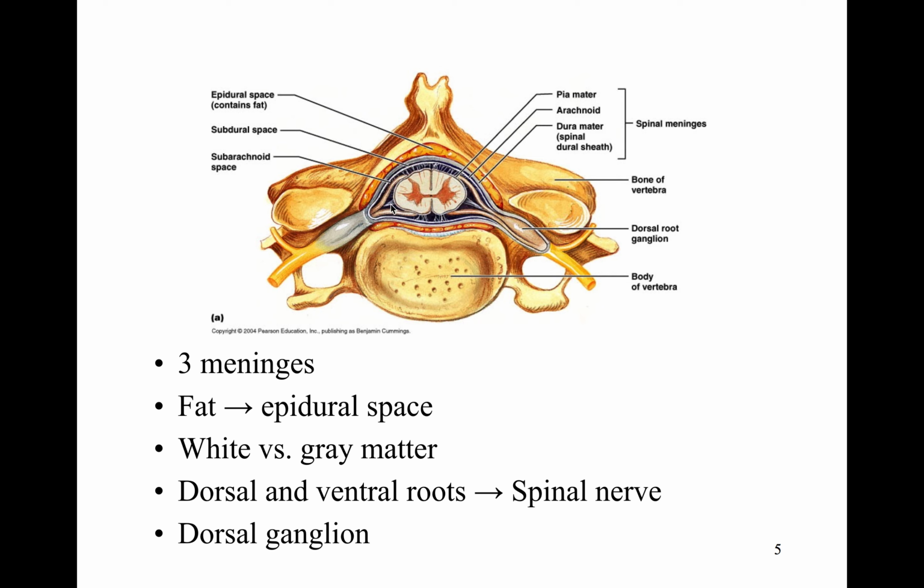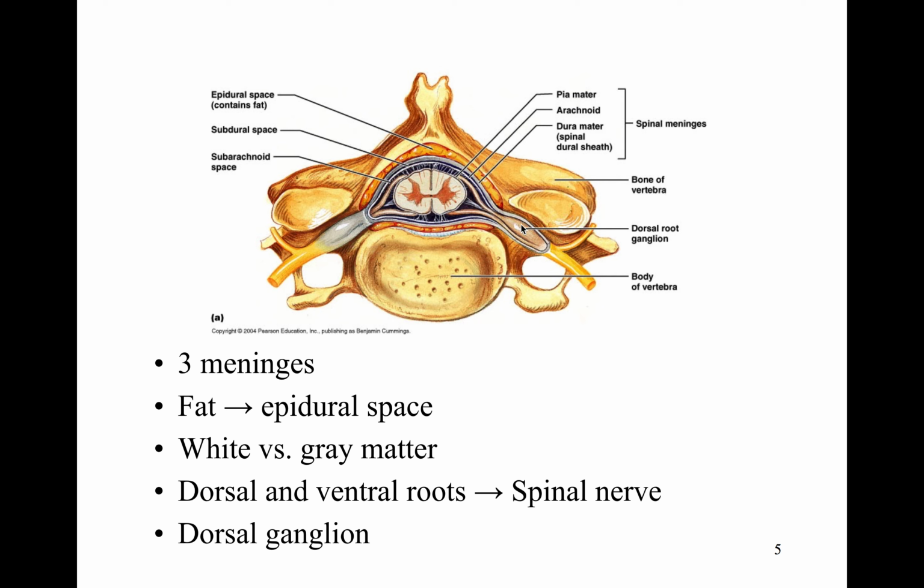You'll notice that the spinal cord shown here in this cross section has gray matter at the center and then white matter on the outside. So our spinal cord has central gray matter and then outer white matter. We're going to come back to the organization of that gray and white matter in a couple of slides.